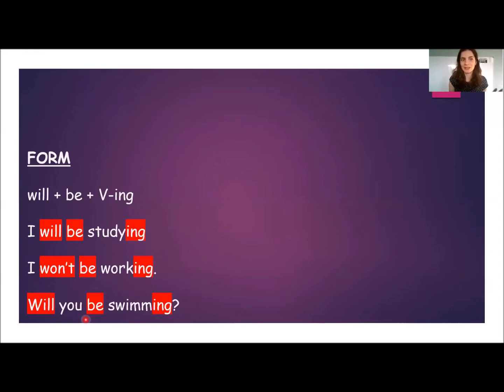All right? I think the form is super easy, right? So just remember will, then we have the verb to be, but only in its be form all the time, and then a verb in the ing form, right?